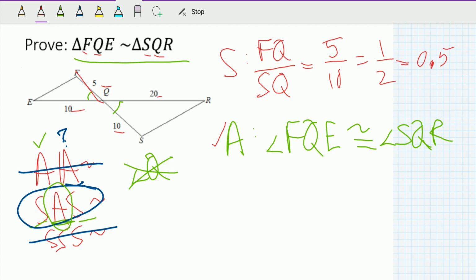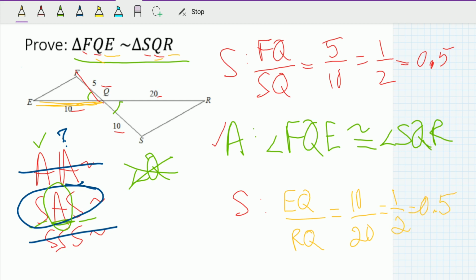Now let's do the other S. Right here, EQ or QE, whatever you want. I'm going to put EQ. EQ is the third and the second one, so it has to be the third and the second one, which would be RQ. So EQ is equal to 10, and RQ is equal to 20. I know some of you probably saw this from the beginning. You're like, yeah, I know it's either half or times 2, depending on what direction.